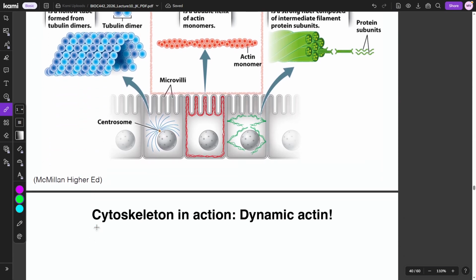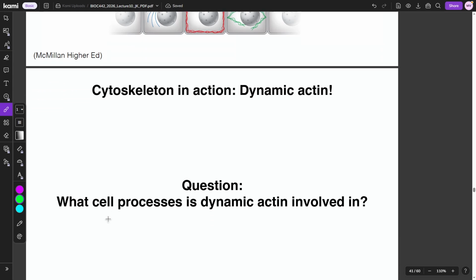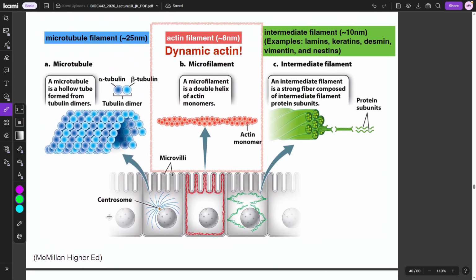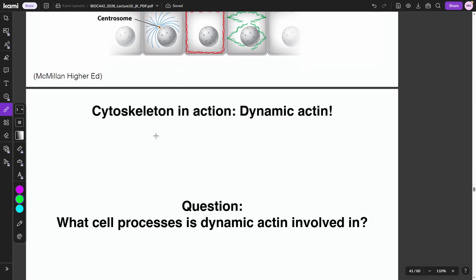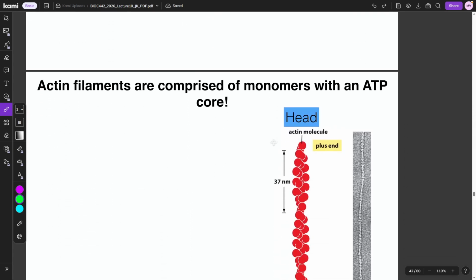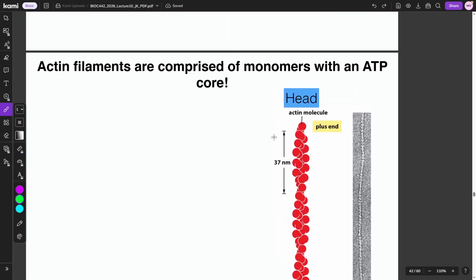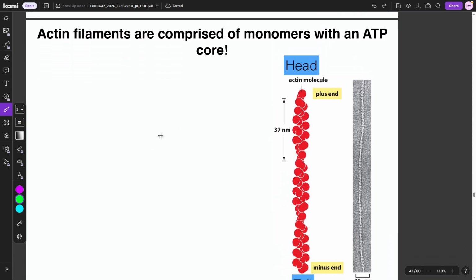And so now we take a look at a little bit more to do with these. I do wish they showed a little bit more of that, but that's okay. So cytoskeleton, dynamic actin. Now we're going to talk about actin in a bit of a different context. Actin filaments are comprised of monomers with an ATP core. Essentially, there's actin protein, and there's going to be some ATP molecule inside, or attached somewhere to the end or something like that.